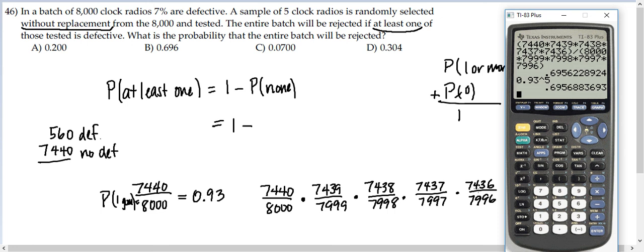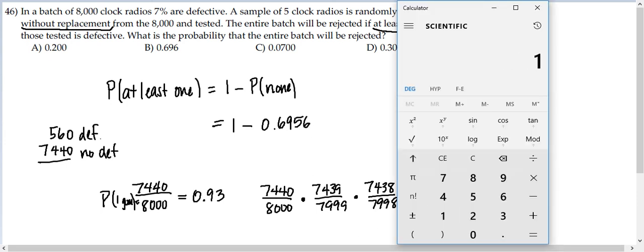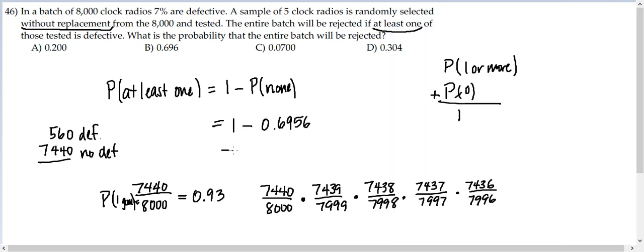So anyway, what we do now is we take 1 minus this 0.6956. Right, that's the probability of no defective calculators in a batch of 5. So 1 minus 0.6956, I'll go back to my small calculator, and we get 0.3044. And that is answer choice D.